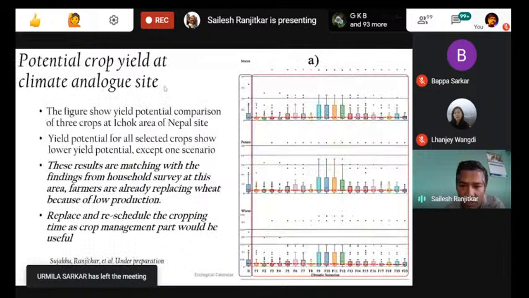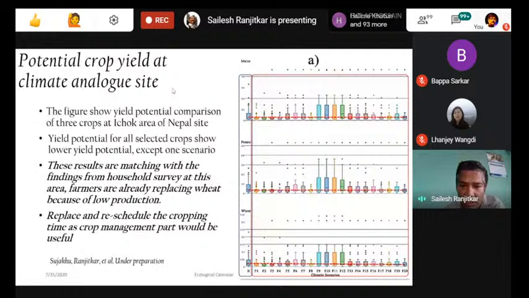So what information can we get from these analog sites? We can get crop yield or crop yield potential information. We can get information about the seasonal calendars or the seasonal pattern of these cropping, or the crop calendar, we can say. So this information is important.